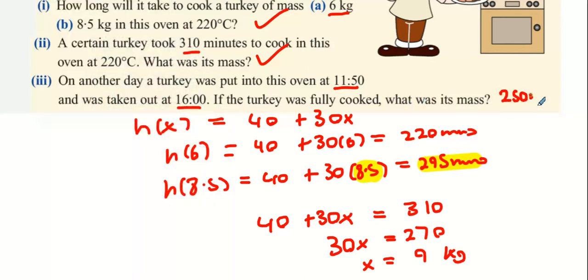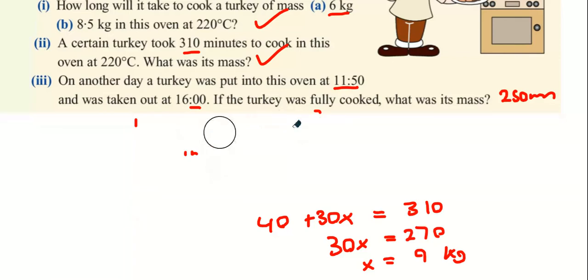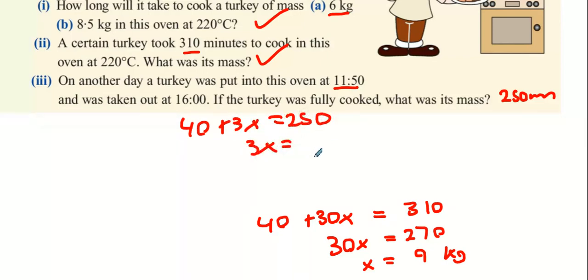So what do you do this time? Same as the last one. 40 plus 30x equals 250. 30x equals, well, I made a mistake there, did I? 30x equals 210, x equals 7 kilos.